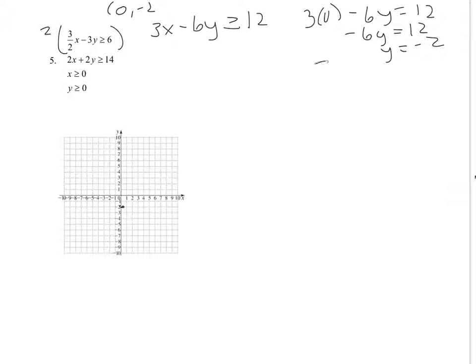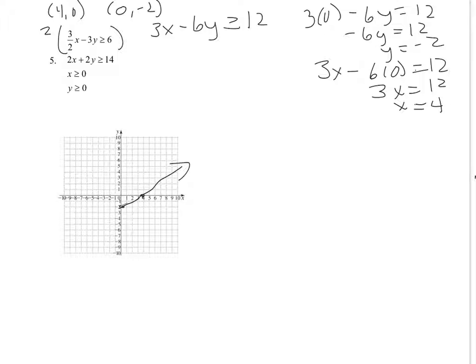Now, let's go back, put in 0 for y. And that means 3x equals 12, so x would equal 4. And we're going to have (4, 0) as the x-intercept. Okay, now that I have those 2 points, I'm going to draw my line.